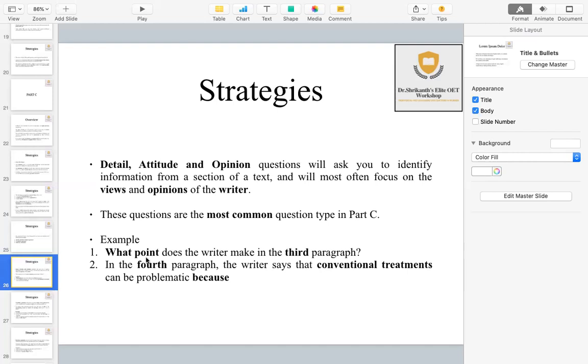As you're reading, this is how you do your keyword analysis as well. Once you read the question, you highlight the keywords. "What point" is a keyword, and "the writer make in the third paragraph." So you have to ask yourself, all right, in the third paragraph, the author is making a point.